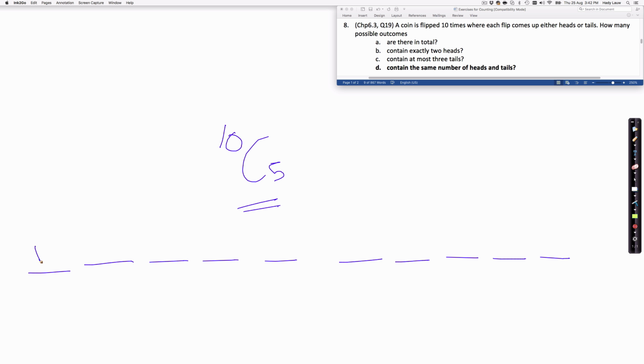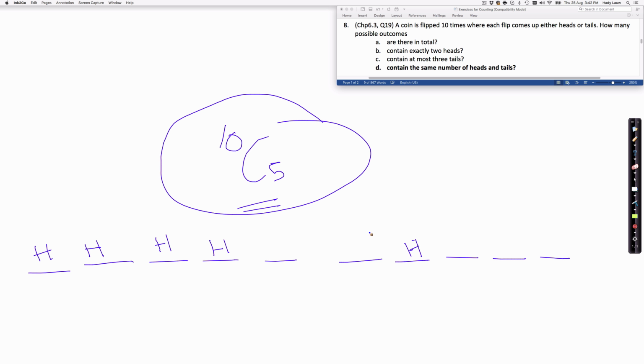Let's say one possibility is for the first 5 to be heads. If we have this, then automatically the remaining 5 have to be filled up with tails. So every time we change the slots for the heads, it's still going to leave another 5 spaces for the tails, and we just need to put them there. So the total number that we need to consider is just 10 choose 5.